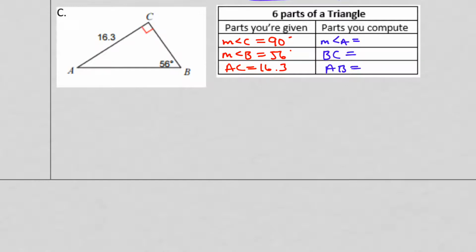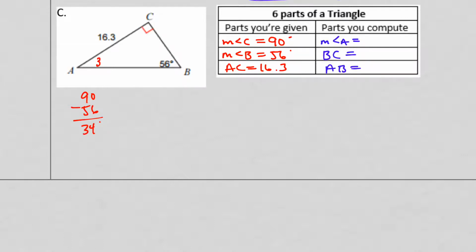The first thing that I would do is find the measure of angle A. We know that in a right triangle, the two acute angles have to add to 90. So to compute angle A, all I have to do is take 90 and take away the 56 that's given to me. I can find here that angle A is going to be 34 degrees.